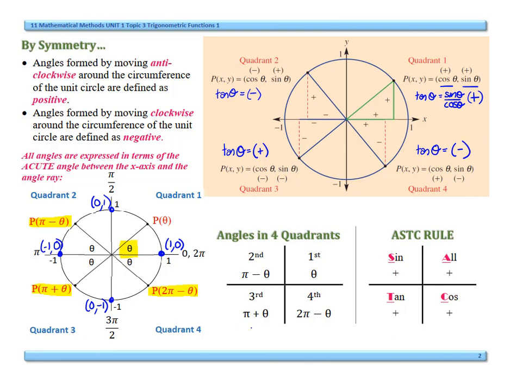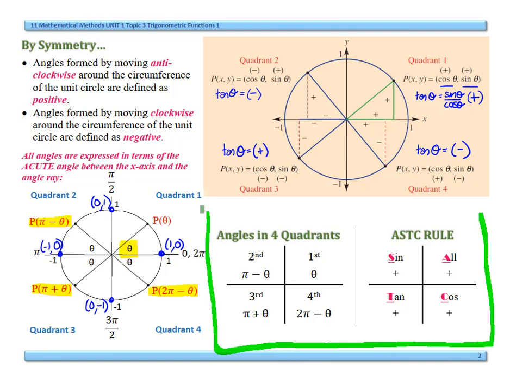And that information is summarized in these two diagrams down the bottom, which you'll use quite a lot. Okay, first theta, second pi minus theta, third pi plus theta, fourth 2 pi minus theta, and our ASTC rule, which means all ratios are positive in the first quadrant, sine is positive in the second, tan is positive in the third, and cos is positive in the fourth.